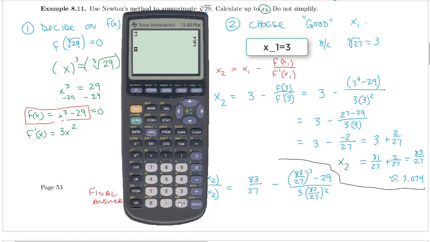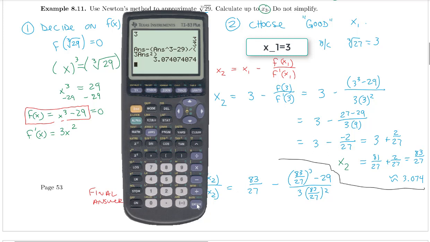So I now want to take the answer of my previous function, which was a 3, and I want to take that number, this x1 value, and I want to subtract from it. We're going to do our original function, f of x1. We're going to cube that number, so we're going to raise that to the third power, and then we're going to subtract 29. I'm using this function f right here. And then I'm going to take that and divide. So I plugged in my previous answer, cubed it, subtracted 29. I need to divide this by 3 times that first answer, x1 squared, which is my f prime. And if I hit enter here, I'm going to see that I get my 3.074.